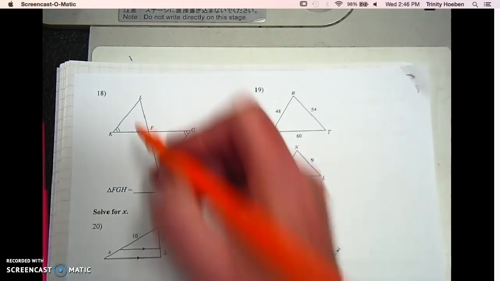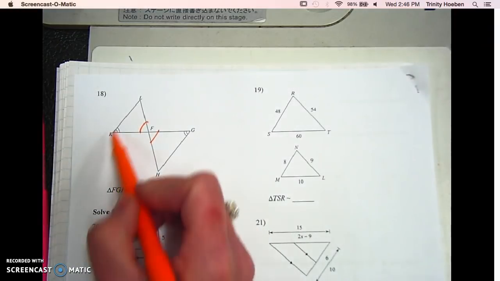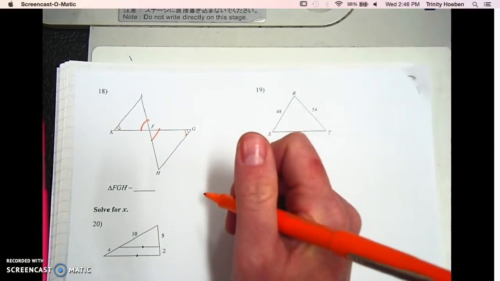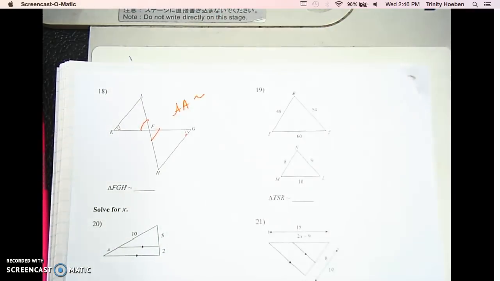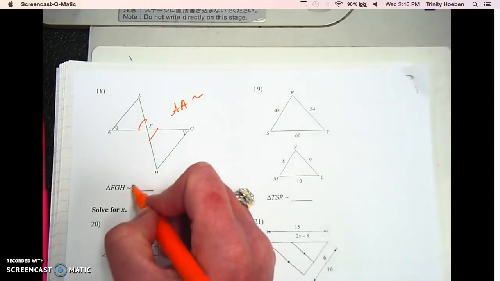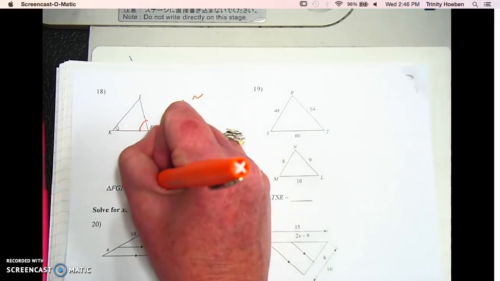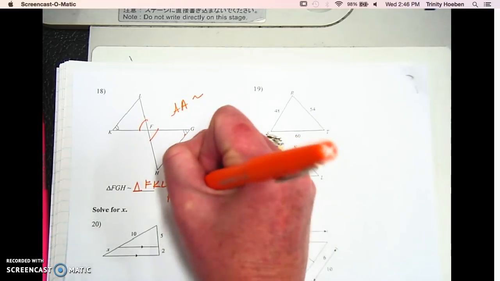Number 18, we've also got another pair of vertical angles. We've got this angle and this angle congruent to each other. So we can say that these two are similar by angle-angle similarity. All you need is two angles. That's one easy way. So triangle FGH is similar to triangle FKL by angle-angle similarity.